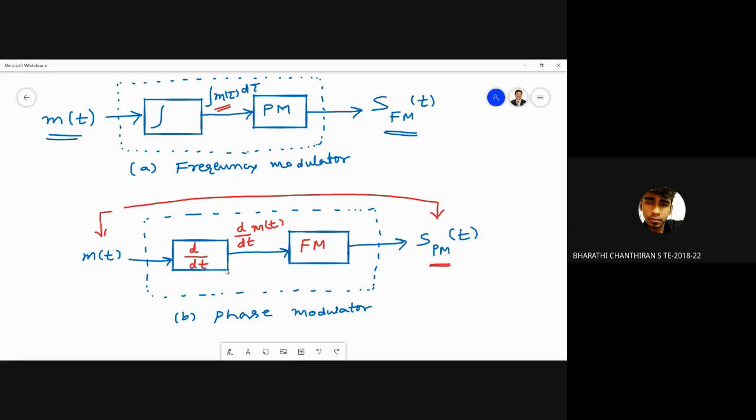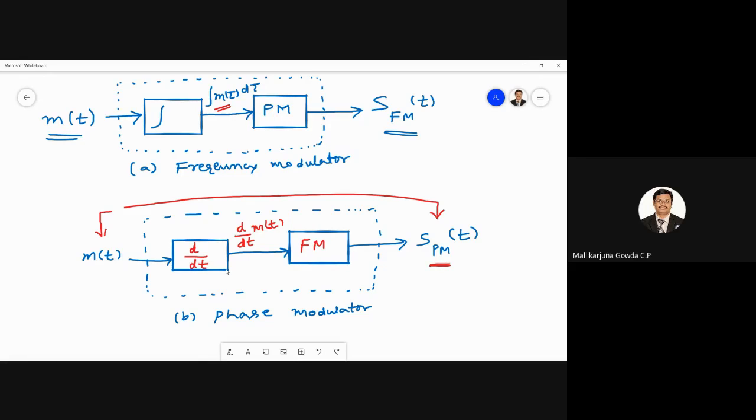Yes or no? Yes, sir. Like that, here also, it is highly impossible to separate FM from PM. So they are like that. I hope you could understand. PM and FM are similar. I wanted to convey that.